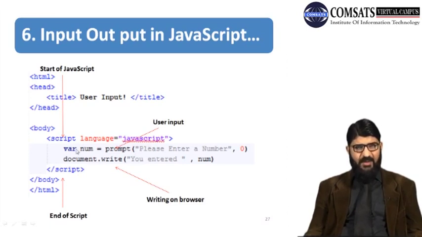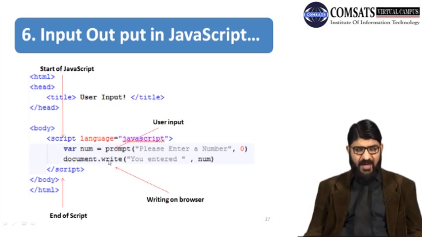Now proceeding onward, the variable name is equal to prompt. Please enter a number, and then the second parameter is mentioned, bracket closed, and then document.write, where whatever number you have entered is assigned to document.write. "You entered" will appear, and then the number will appear, and then the script tag is closed.